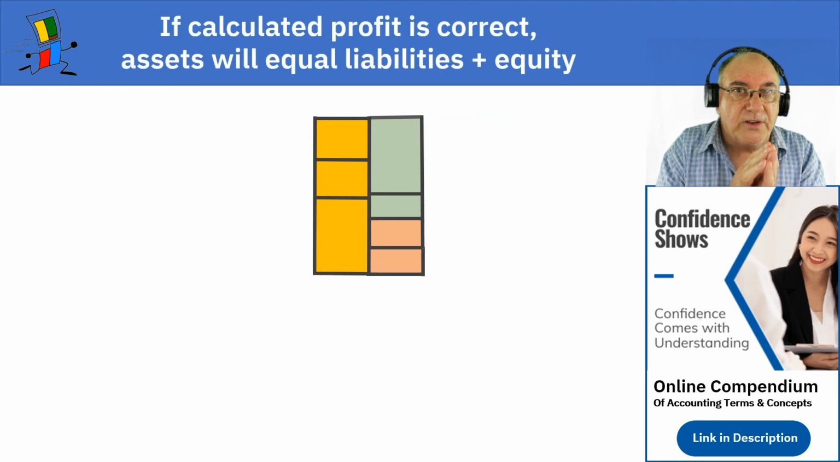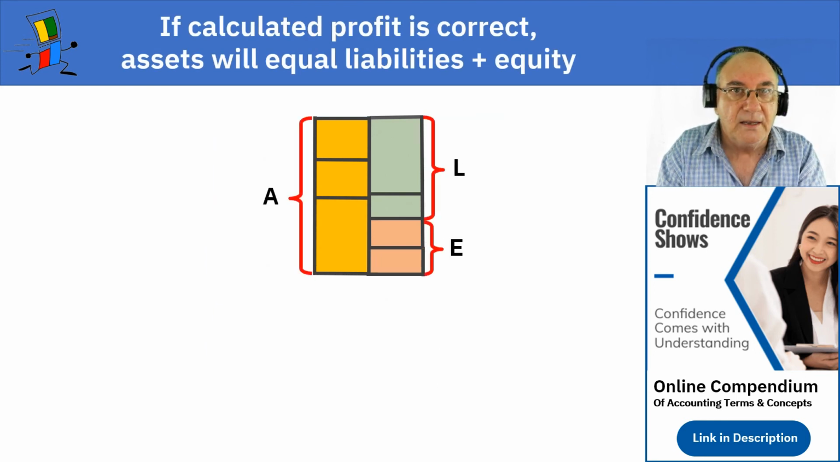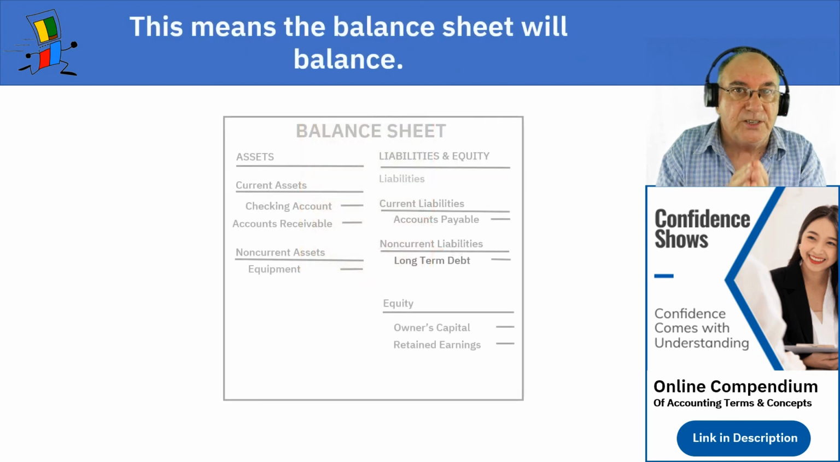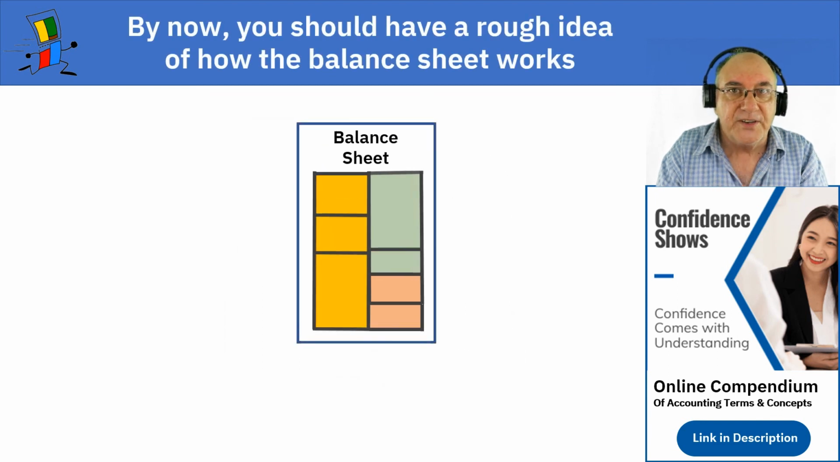If calculated profit is correct, assets will equal liabilities plus equity. This means the balance sheet will balance. By now, you should have a good, rough understanding of how the balance sheet works.